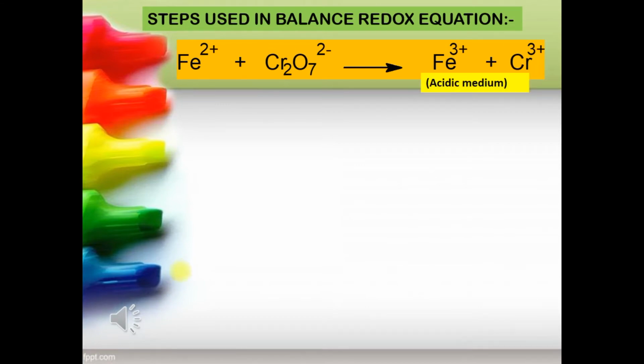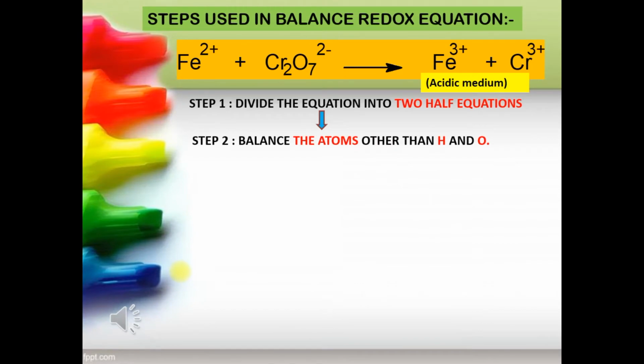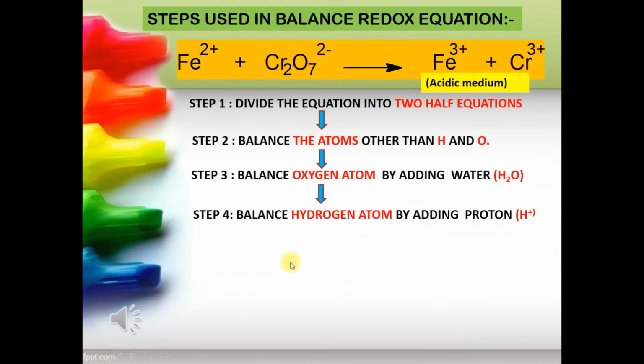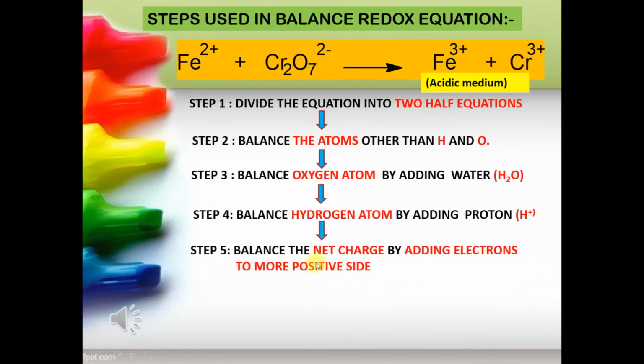Let's take a look. Step 1, divide the equation into two half equations, that is oxidation and reduction. Step 2, balance the atoms other than hydrogen and oxygen atoms. Step 3, balance oxygen atoms by adding water molecules. Step 4, balance hydrogen atoms by adding protons, that is H+. Step 5, balance the net charge by adding electrons to the more positive side.